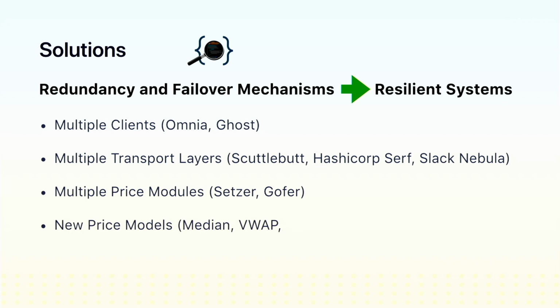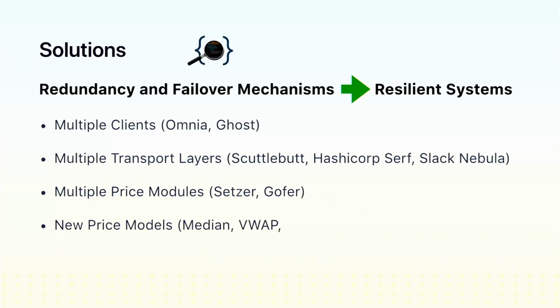Another thing is, we talked earlier about how Scuttlebutt is this great transport layer, but what if there is some kind of bug in that? What if there's some kind of error? What if someone finds an attack vector into that network? Well, now we want to have redundant transport layers.